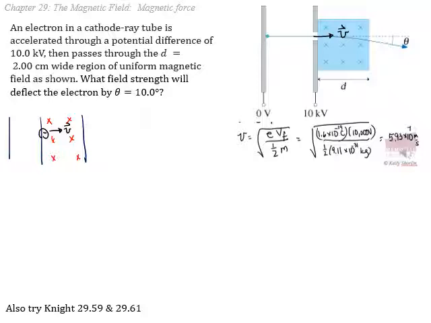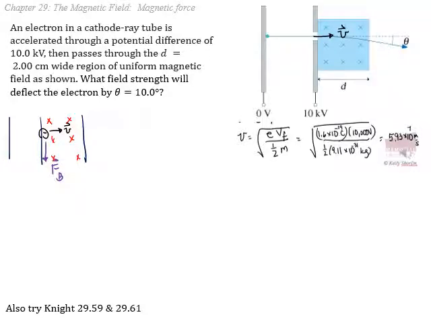That would be the direction of the magnetic force on a positive charge. But we have to flip that because an electron, of course, is a negative charge. Our magnetic force points down. That matches the setup of the problem that says that the electron deflected downwards.